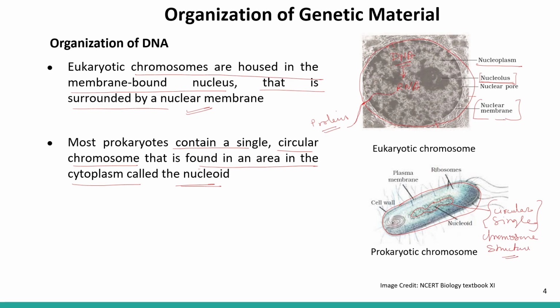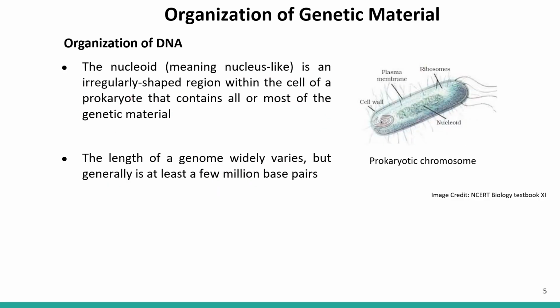Right? Okay, but it is not bound with any membrane-like structure. This single chromosome is present in the cytoplasm itself, and this particular structure is called the nucleoid. Nucleoid means nucleus-like. It is not a true nucleus, so it is called nucleus-like. It is an irregularly shaped region within the cells of a prokaryote that contains all or most of the genetic material.